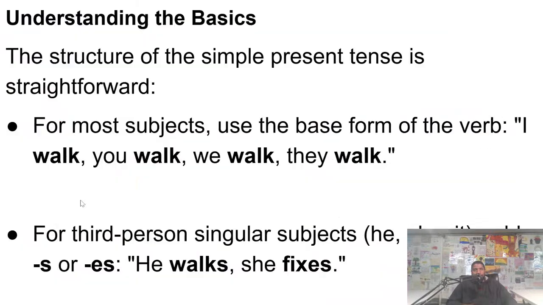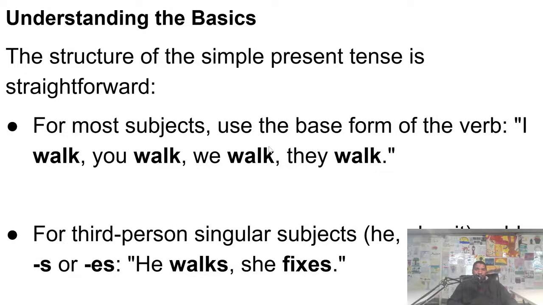Let me go back. I'm sorry about that. It stays the same. We don't need to add anything to it for I, you, we, and they. But if we're talking about third person singular subjects, that would be he, she, and it. We have to add an S. And depending on the verb, sometimes we have to add an ES. So he walks. He is a third person singular subject.